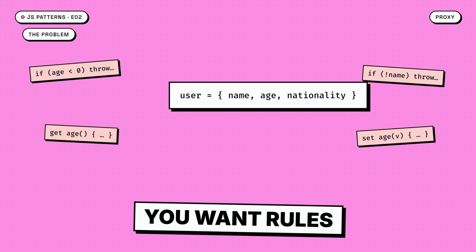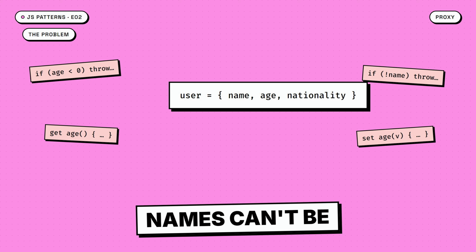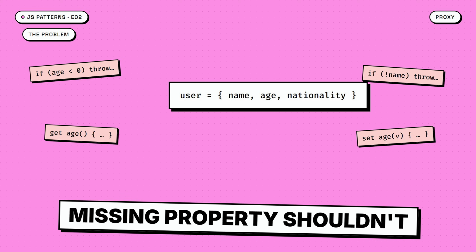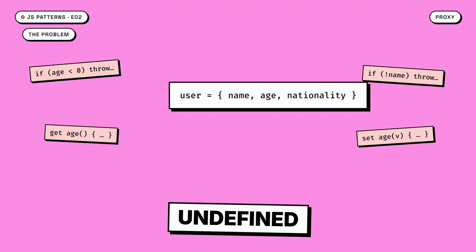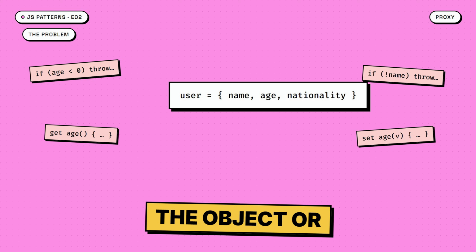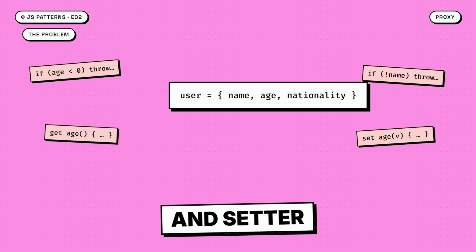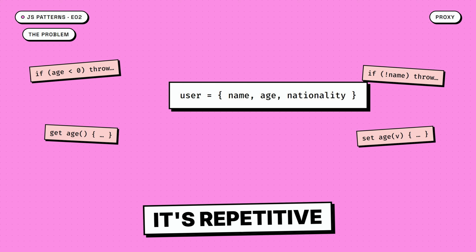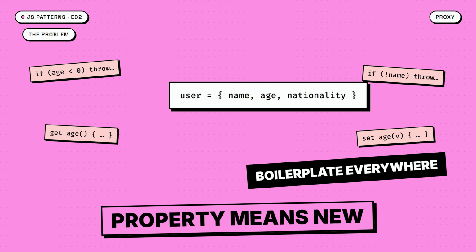You want rules. Age must be a number, names can't be one letter, and reading a missing property shouldn't just hand back undefined. The naive fix? Scatter if checks everywhere you touch the object, or wrap every field in a getter and setter. It's boilerplate, it's repetitive, and every new property means new guard code.